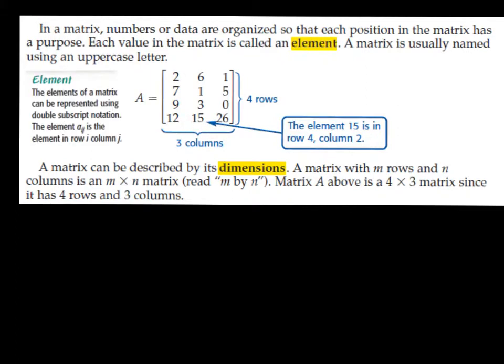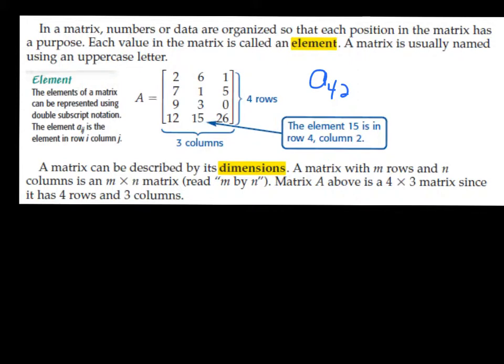Elements of the matrix can be represented using double subscript notation. The element a_ij is the element in row i, column j. So for 15 there, we could call that 4, 2. No, they don't put a comma between there. I wish they would. If they'd asked me, I would have told them, but they didn't.